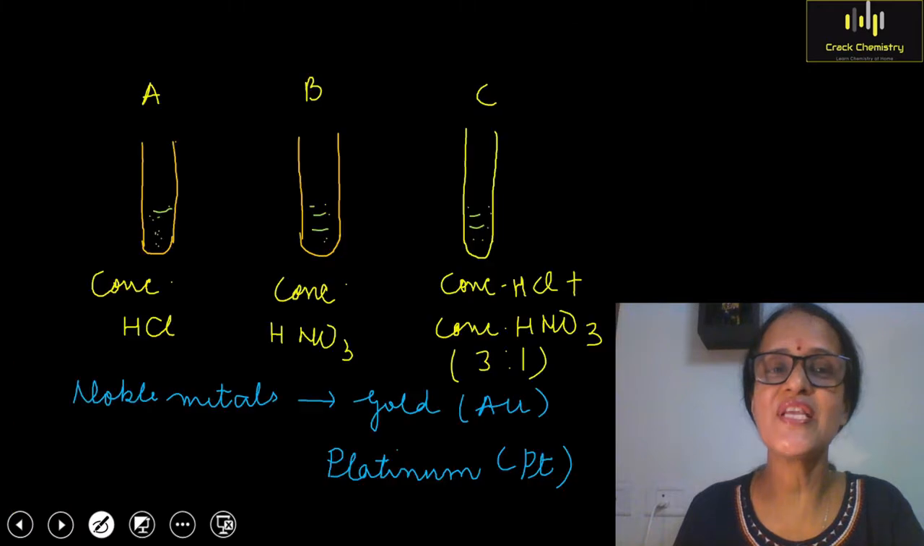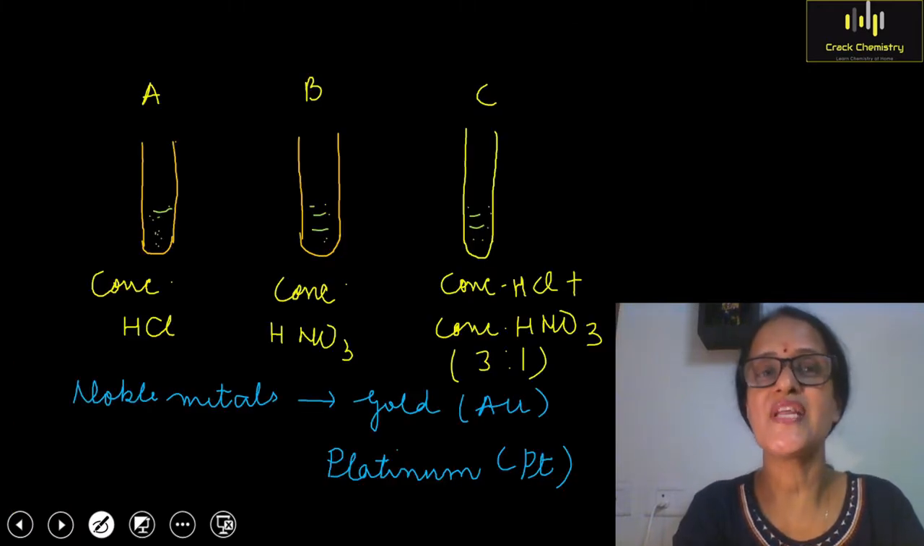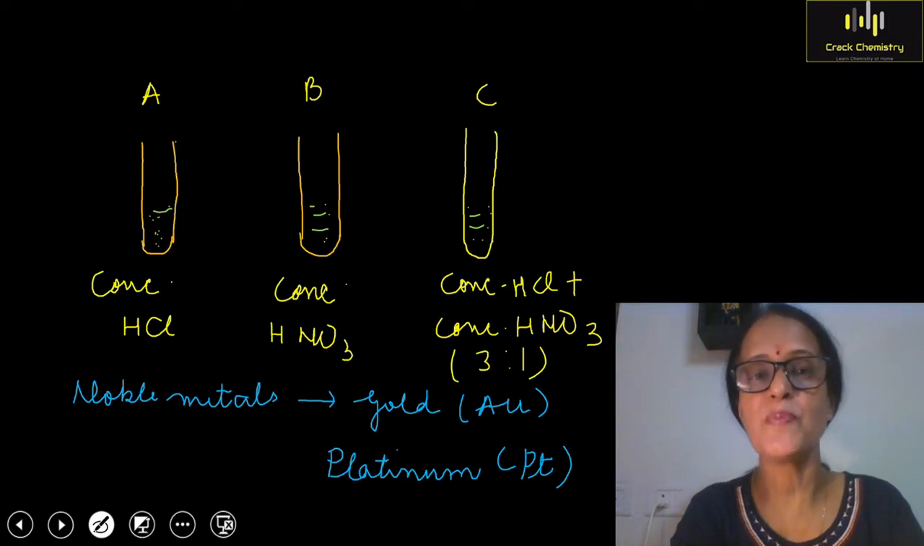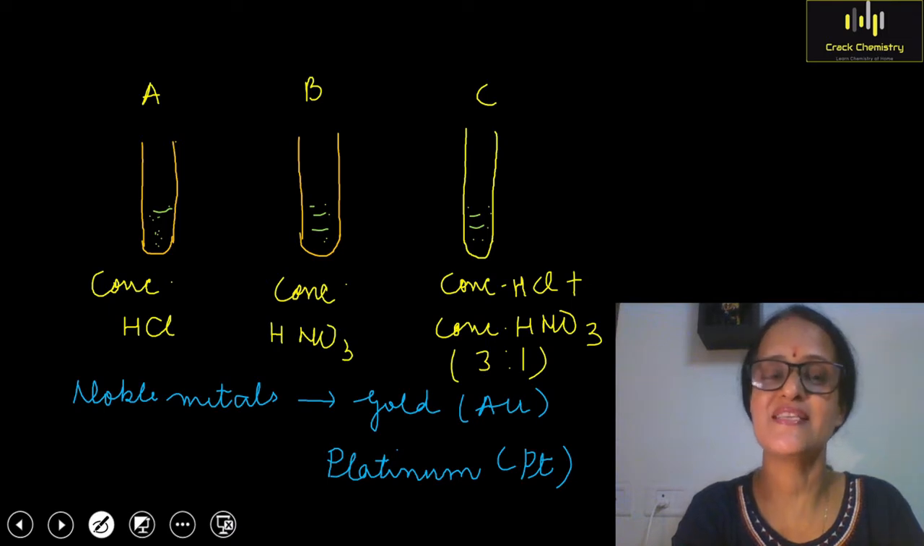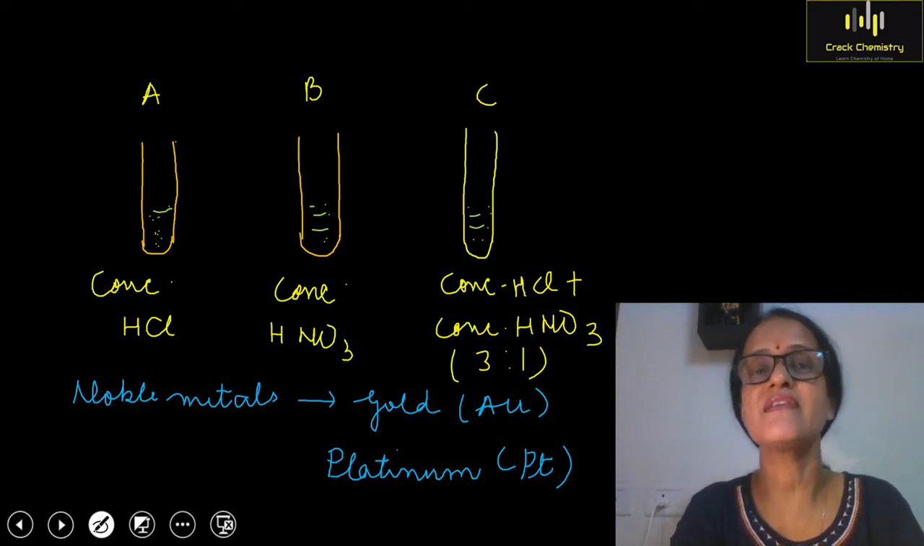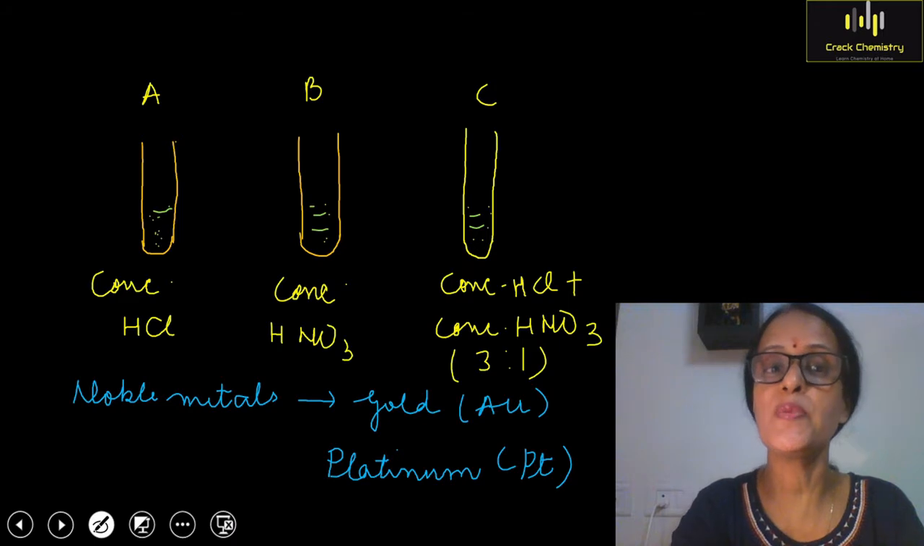Children, you have taken 3 test tubes. In the first test tube, you have taken concentrated HCl. HCl is hydrochloric acid. And when a piece of metal was dropped in this acid, no change took place. In test tube B, you have taken concentrated HNO3. HNO3 is nitric acid. In this test tube also, there was no change on addition of a piece of metal. It indicates that the metal which was added to concentrated HCl and concentrated nitric acid was a noble metal.